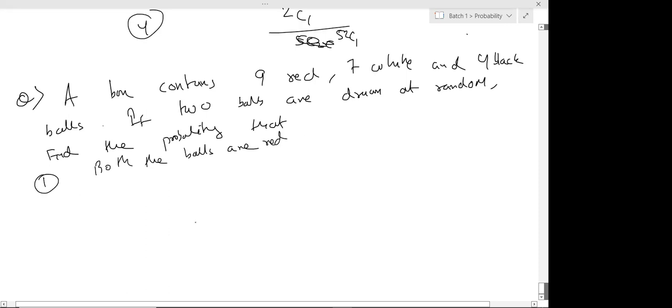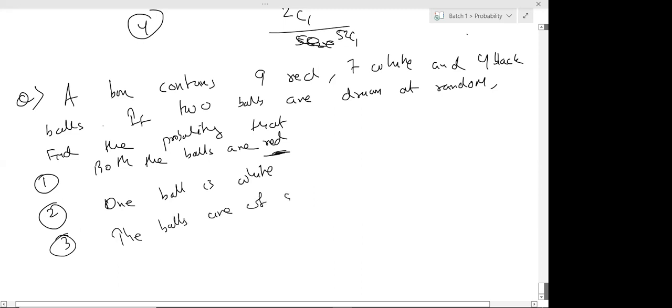All right, always think in permutation and combinations. If you have to select two balls out of all, use combinations. If you have to choose two balls out of red, use combination. Find the ratio, that will be the answer. The other parts: one ball is white; the balls are of the same color; one is white and the other is red. Okay, try to solve this one. I'll give you a few minutes.